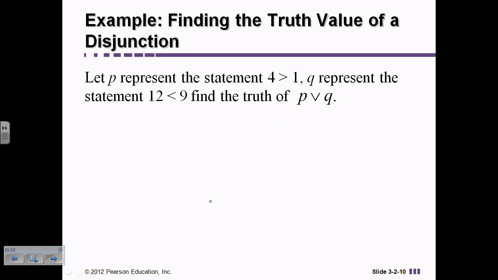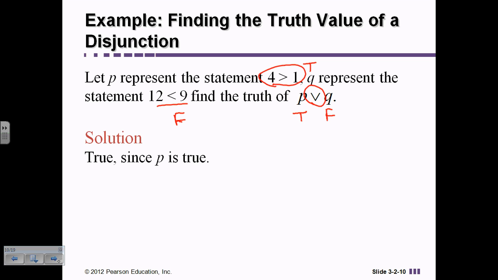So let's look at it again. So in this case, again, 4 is still greater than 1. So P is a true statement. 12 is less than 9 is still false. 12 is not smaller than 9. So the Q value is false. Our symbol has changed though. We're looking at the word or, the disjunction between the two. So since P is true and Q is false, since one of the statements is true, our result would be true this time.